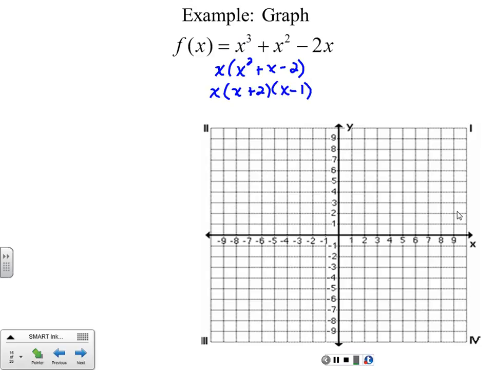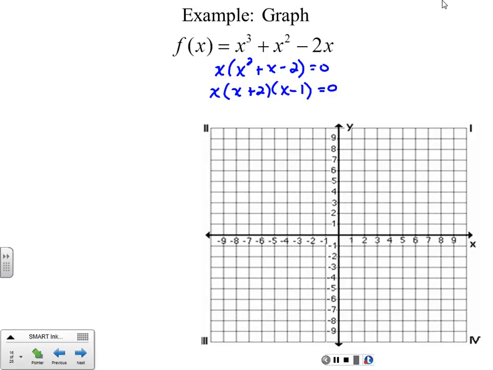And remember, this is a functional equation, so we can set it equal to 0. And at this point, how many zeros should I expect? Why 3? It's a third degree polynomial, and you have 3 factors. So I should expect 3 answers.